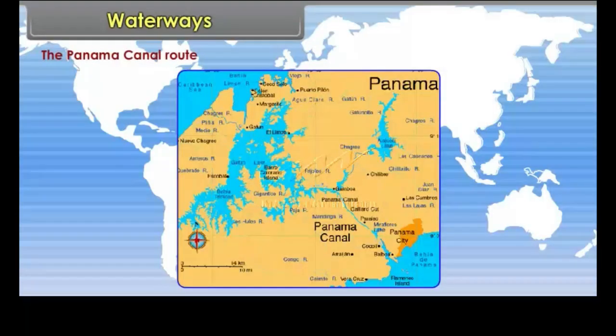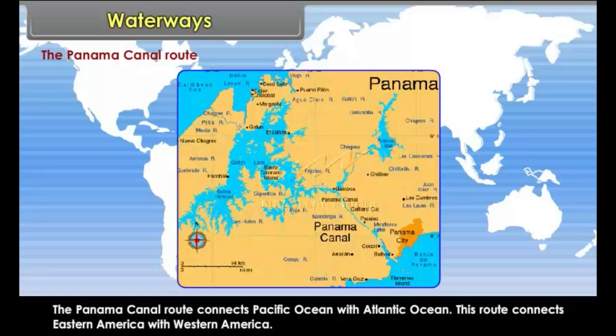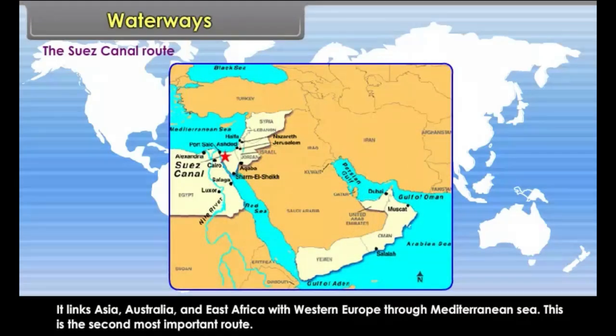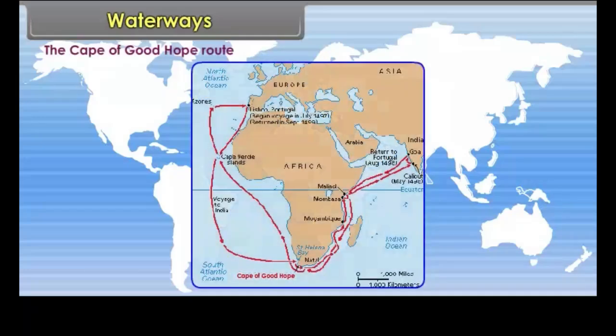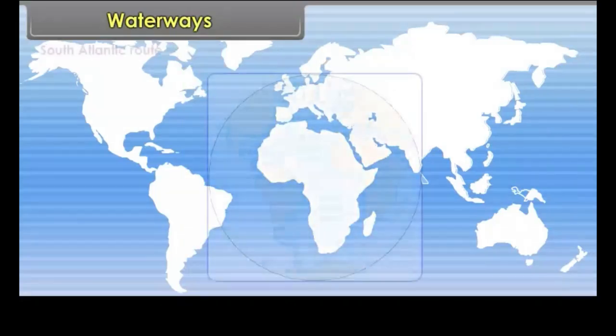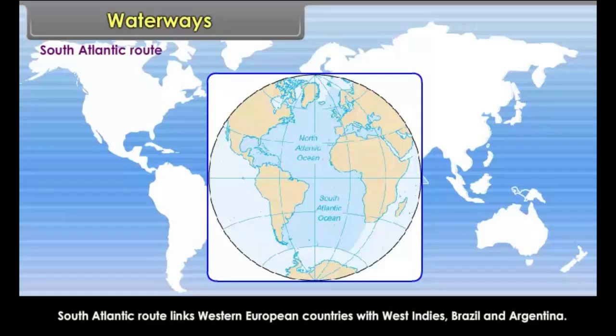The Panama Canal route. The Panama Canal route connects Pacific Ocean with Atlantic Ocean. This route connects Eastern America with Western America. The Suez Canal route. It links Asia, Australia and East Africa with Western Europe through Mediterranean Sea. This is the second most important route. The Cape of Good Hope route. The Cape of Good Hope route links Asia and Australia with Eastern America and Western Europe. South Atlantic route. South Atlantic route links Western European countries with West Indies, Brazil and Argentina.